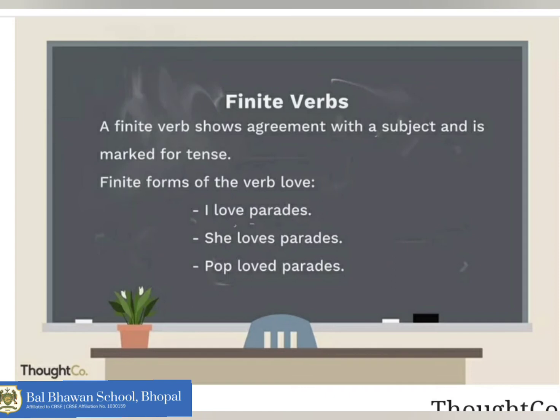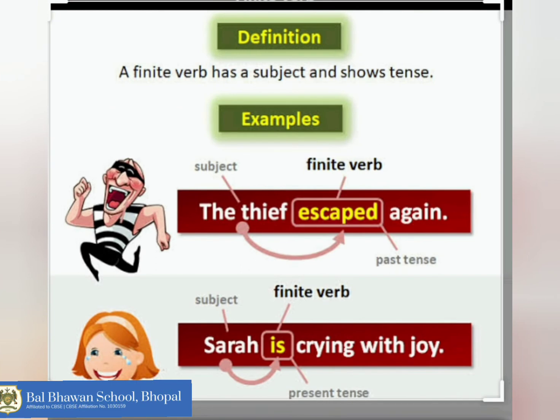And what is the subject of the sentence in the above sentences? I, she, and Pop. And what is the tense of the verb? Love, loves, and loved. If there is just one verb in a sentence, that verb is a finite verb. Finite verbs are also sometimes called main verbs or tensed verbs. A finite verb acts as the root of a sentence.